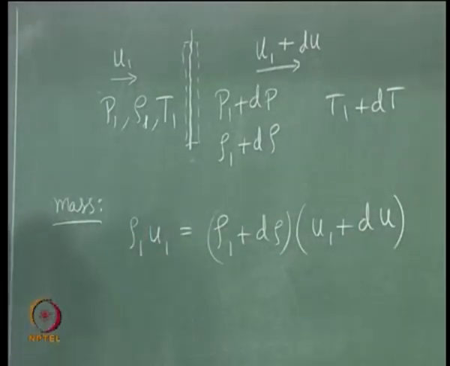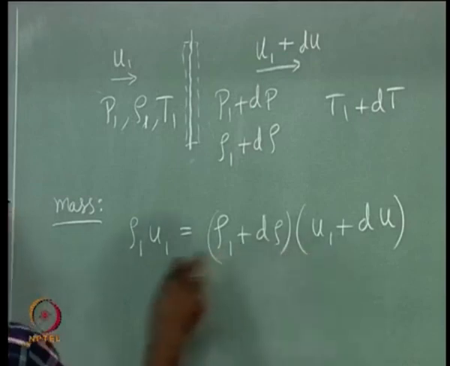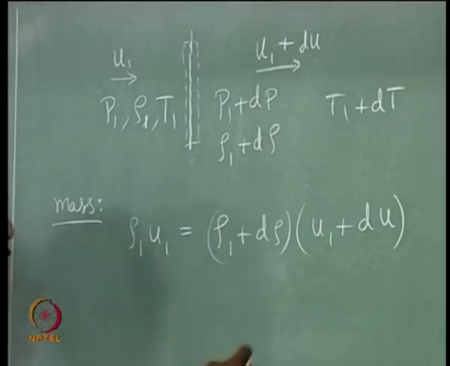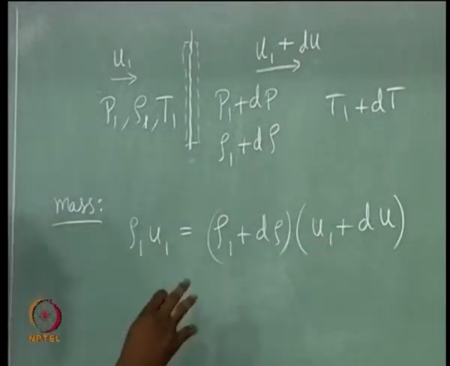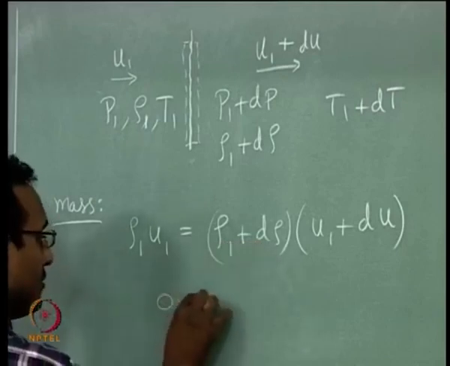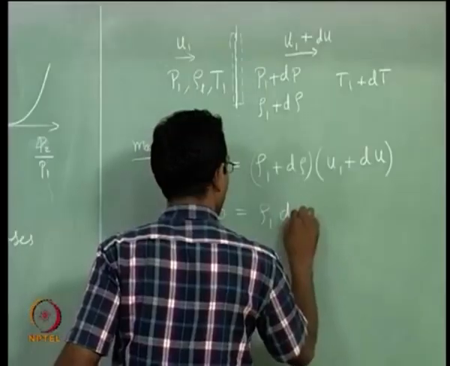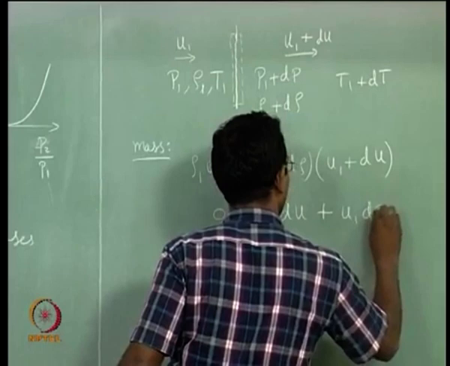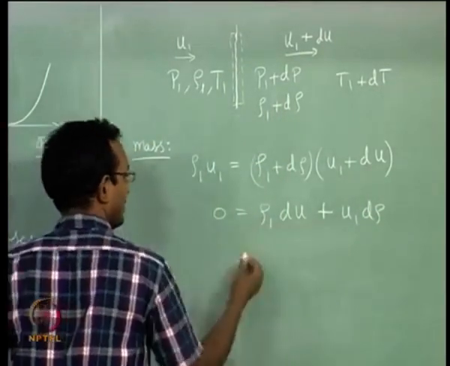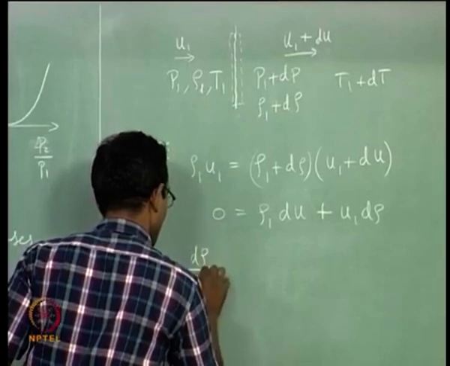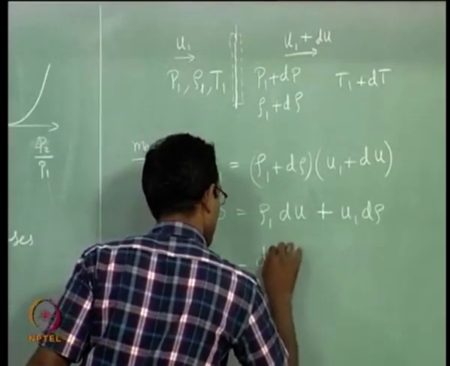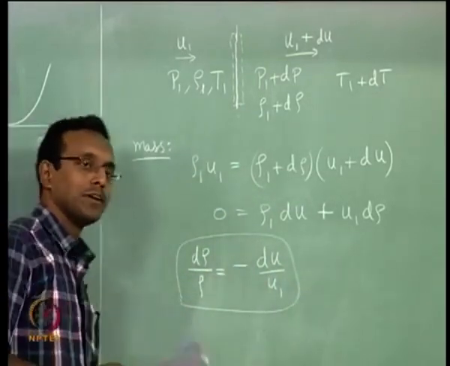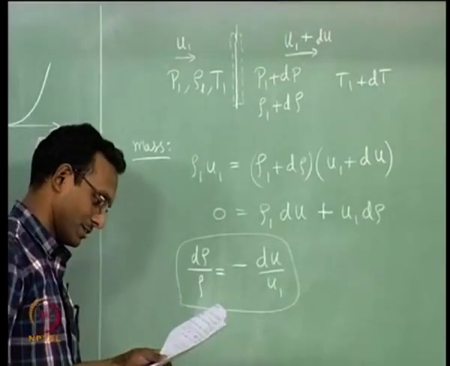Okay. Now, of course, I can expand this, ρ1 u1 will cancel with this ρ1 u1 and I will neglect the du dρ term because it is two very small numbers multiplied by each other. So, the remaining thing will be 0 equal to ρ1 du plus u1 dρ. This is all I will have, or I will rearrange this expression, dρ by ρ equal to minus du by u1. Similar thing we derived when we were doing the speed of sound derivation. I am just telling you where it is coming up.